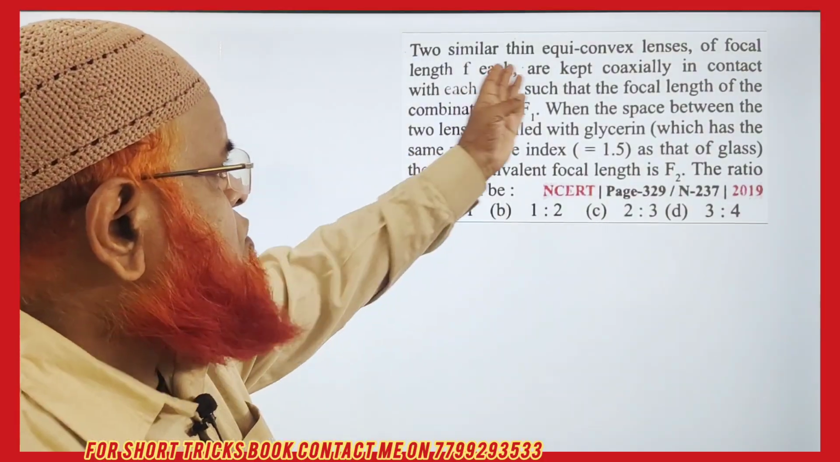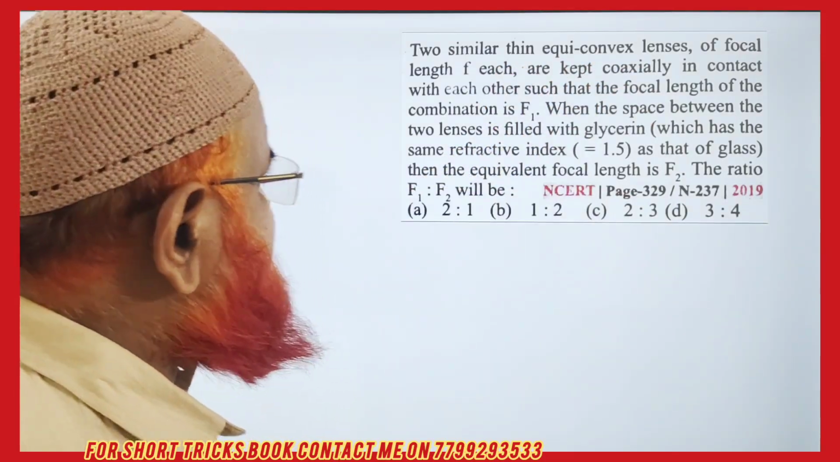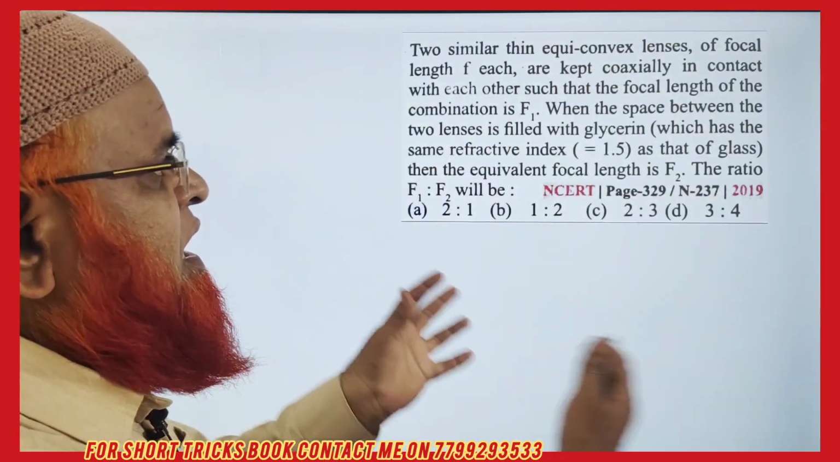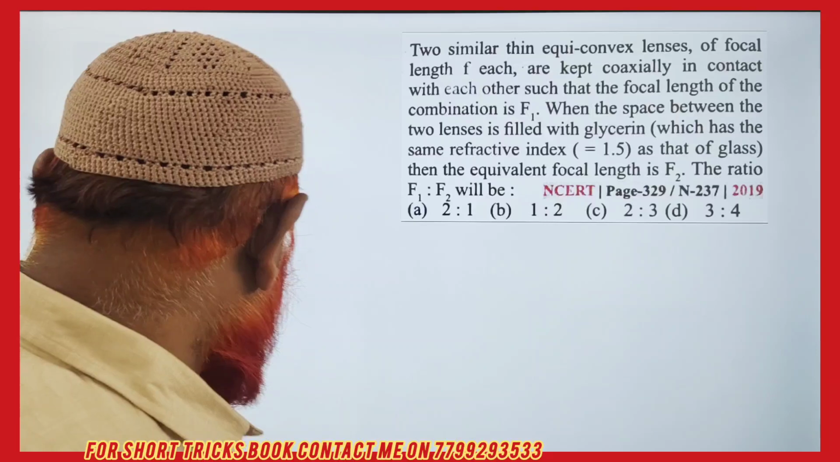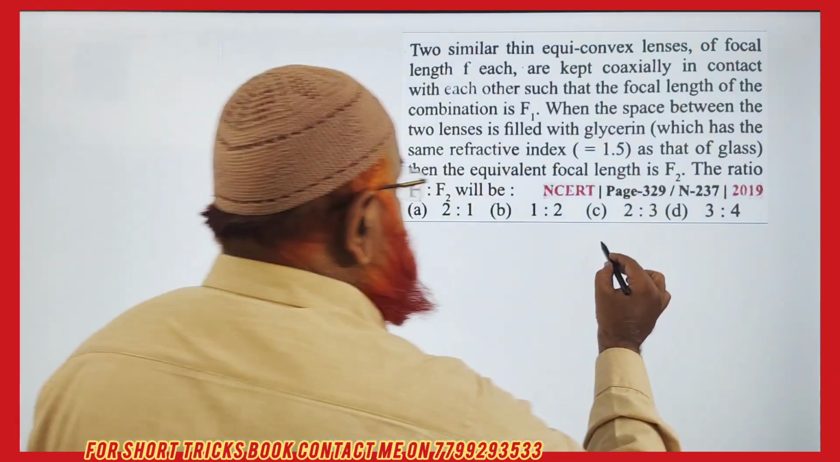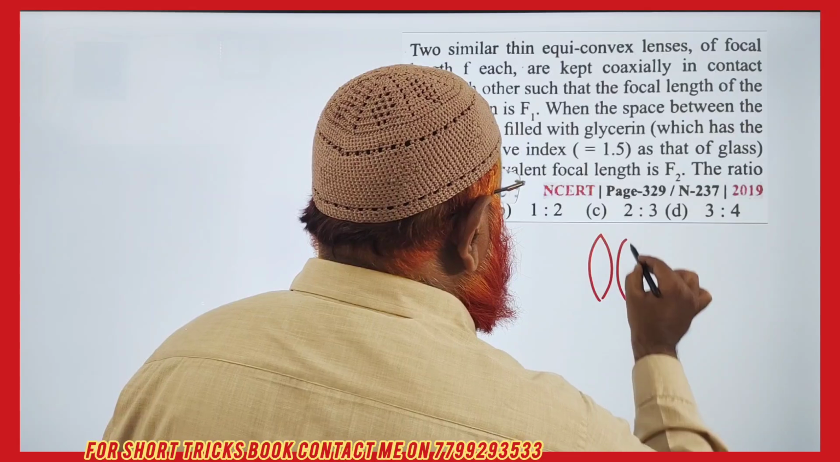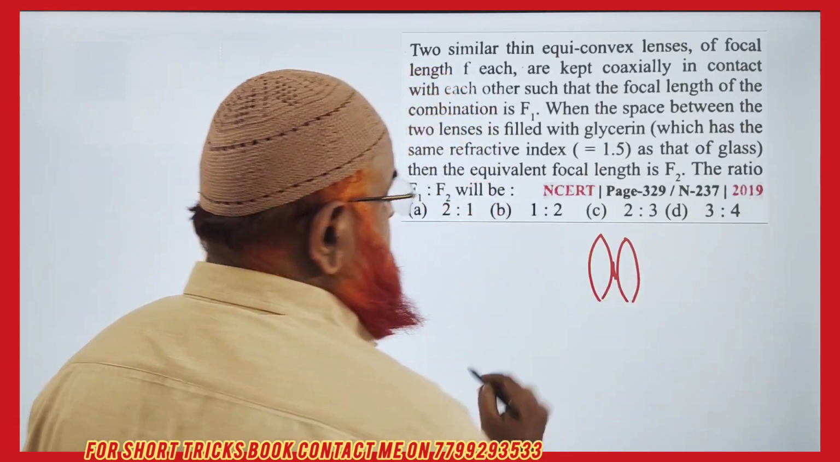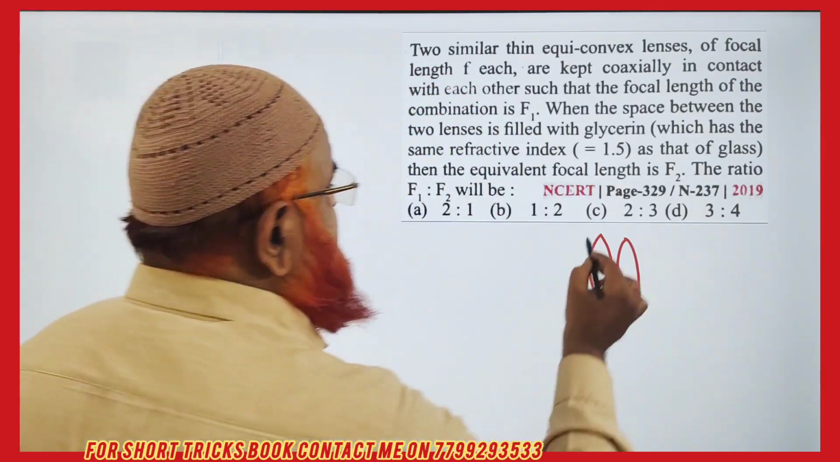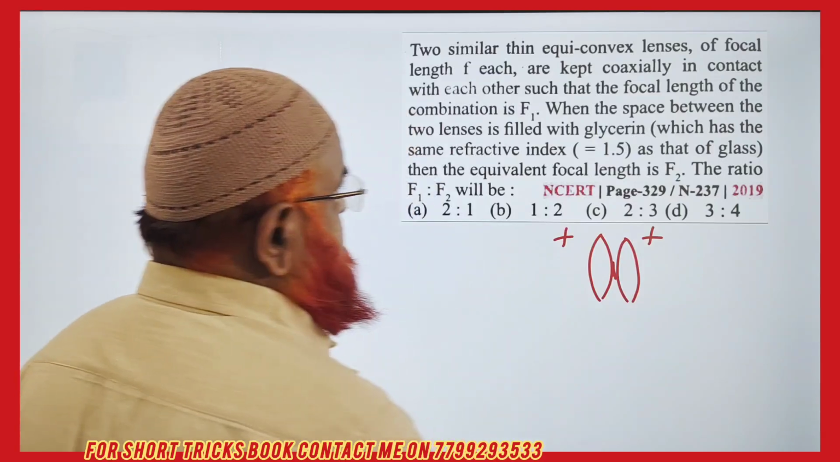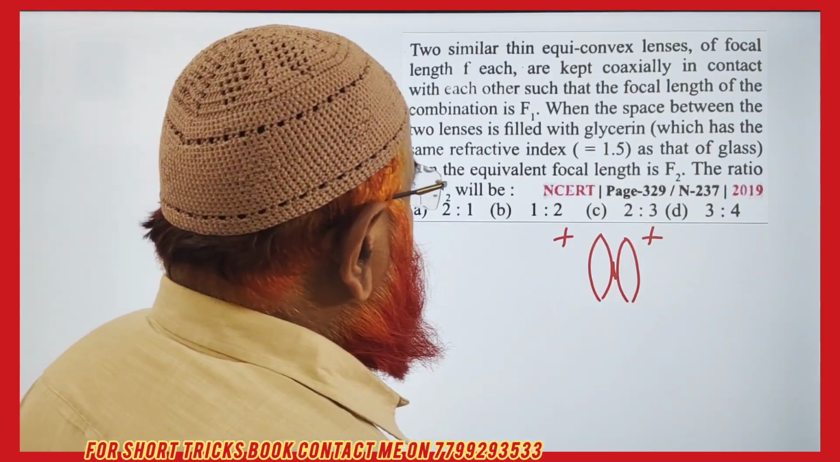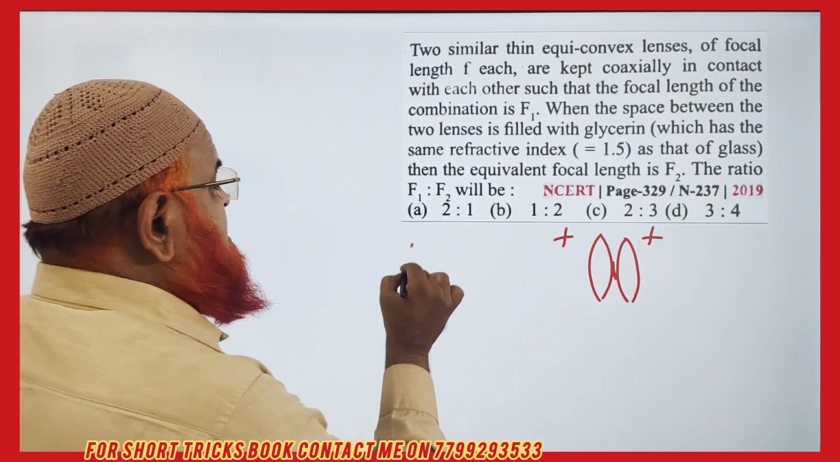Now just here, 2 similar thin equiconvex lenses of focal length f each are kept coaxially in contact with each other. What does it mean? See, 2 lenses are in contact with each other, clubbed together like this, and they have focal lengths f and f. Okay, that's it. Now, what is the resultant focal length?